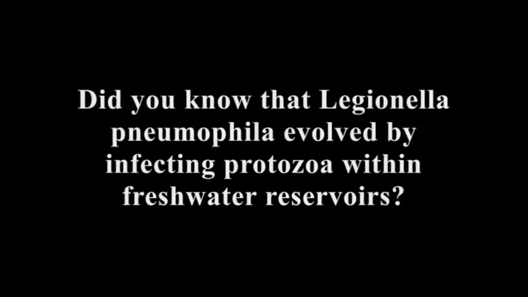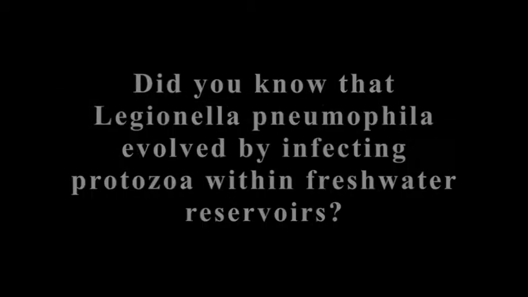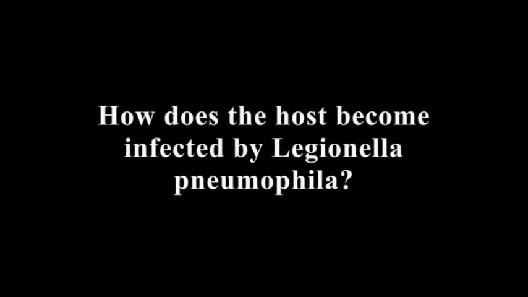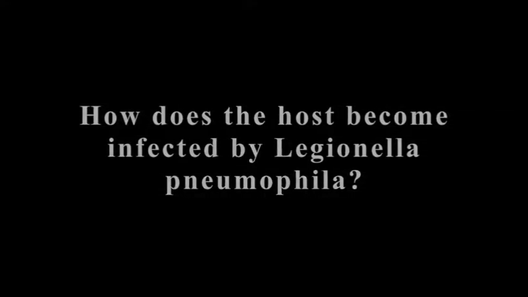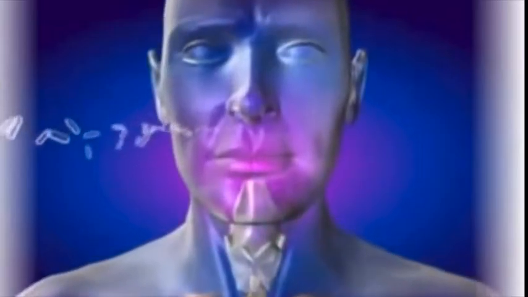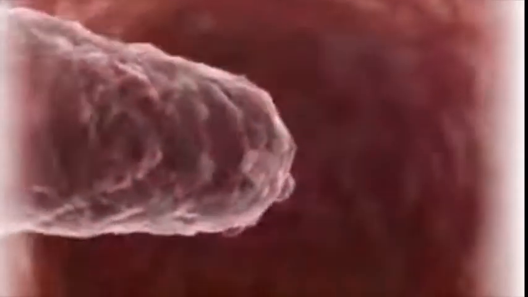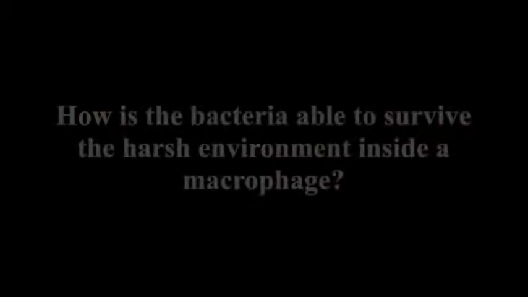Did you know that Legionella pneumophila evolves by infecting protozoa within freshwater reservoirs? No, I did not, but that's really neat. Well, how does the host become infected by Legionella pneumophila? It is spread by aerosolized droplets and breathed into the host's lungs. It then comes into contact with the alveolar macrophages once it has been ingested. Here it is able to replicate after it changes the harsh environment to a more hospitable one inside the macrophage.